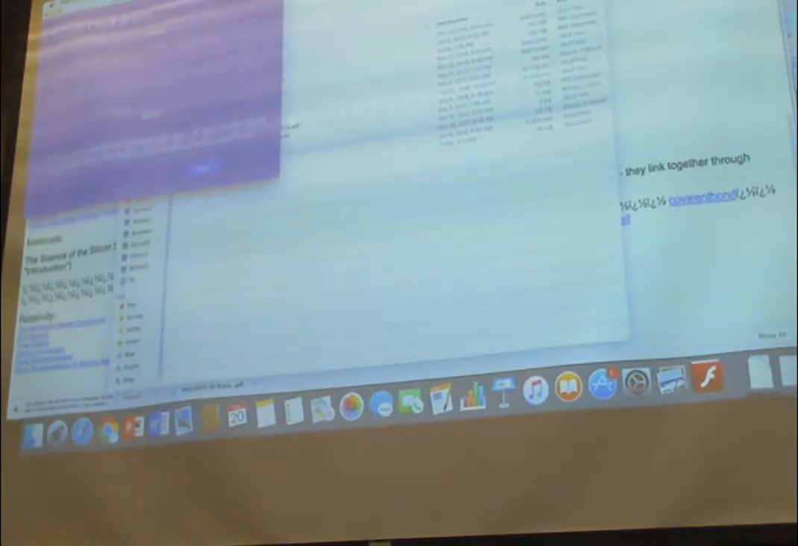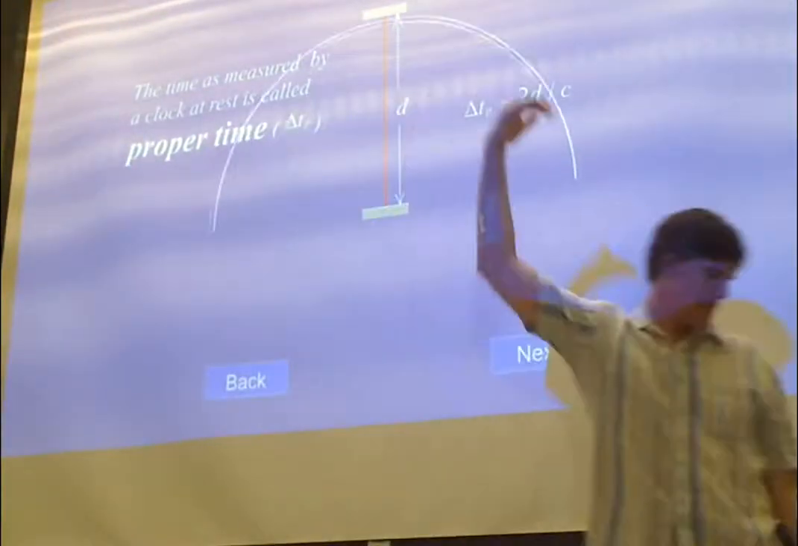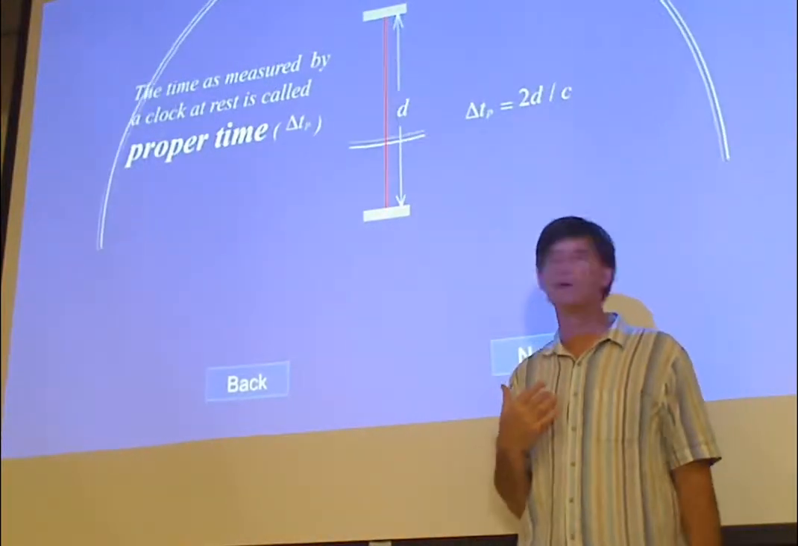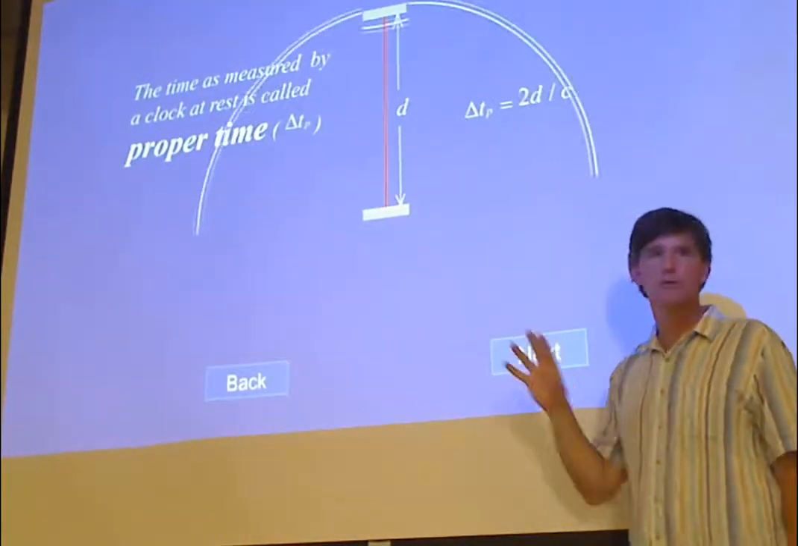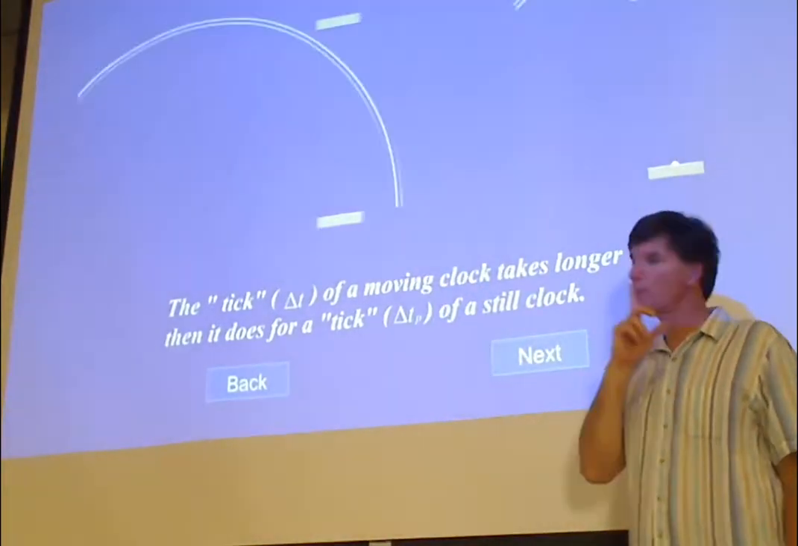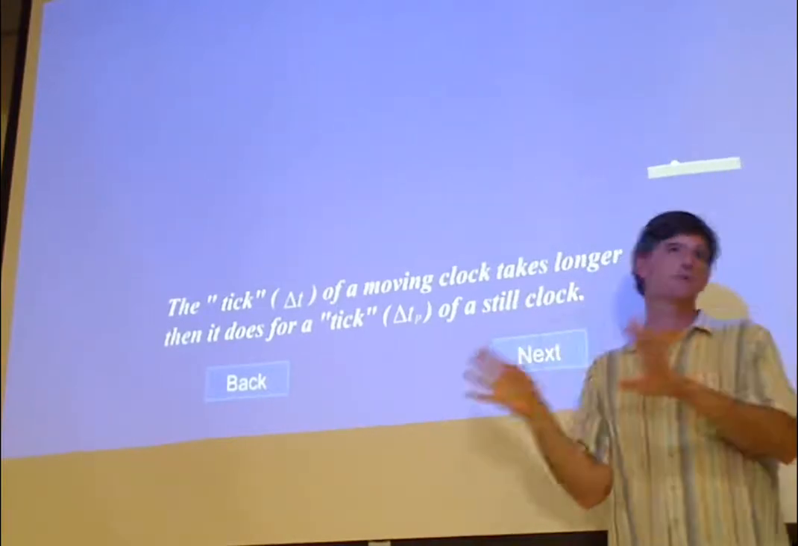Okay, this will work. Okay, so we're going to make a clock from a laser or a light and a pair of mirrors. So what happens is that the light is going to leave from here. It's going to bounce off of the mirror and come back and hit a detector here. And that would be one tick of the clock. And so the time that you measure in the place where this experiment is taking place is called the proper time. What we're going to do is take this whole experiment and put it on a moving car or a rocket or a train or something.